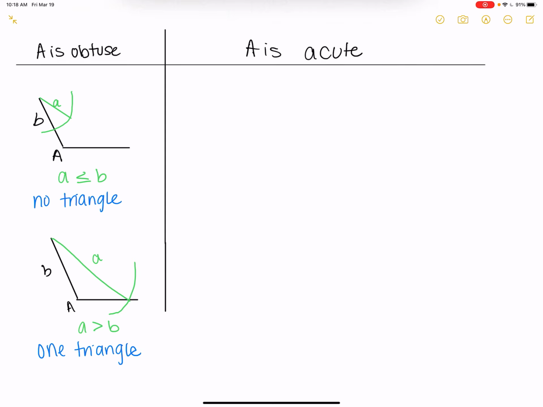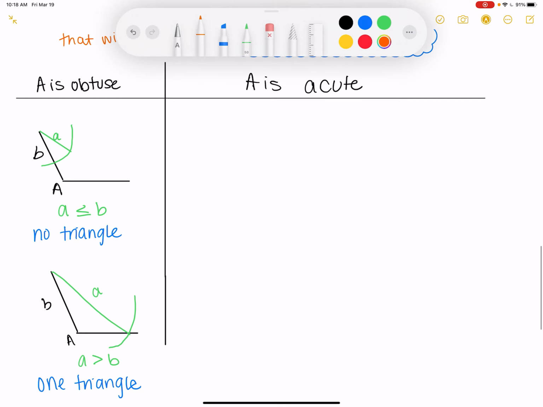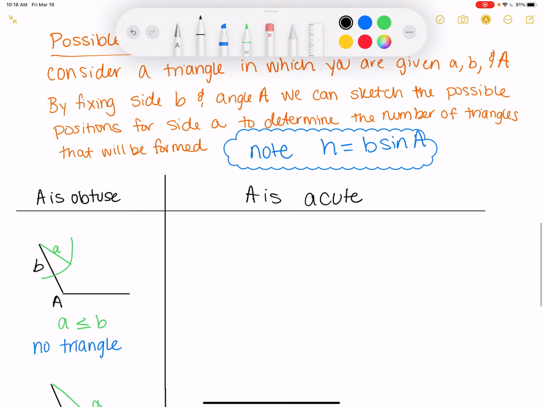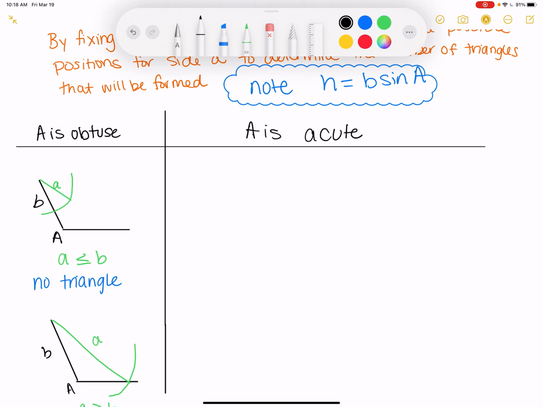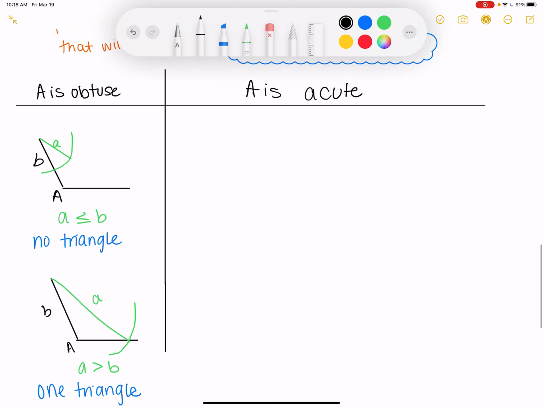All right. So yesterday we got through the ones for A being obtuse. So today we're doing A being acute. Following all these same stipulations from up here. Again, keep in mind H is B sine A. So we're going to have 4 possible options, so I'm going to go ahead and draw them all.